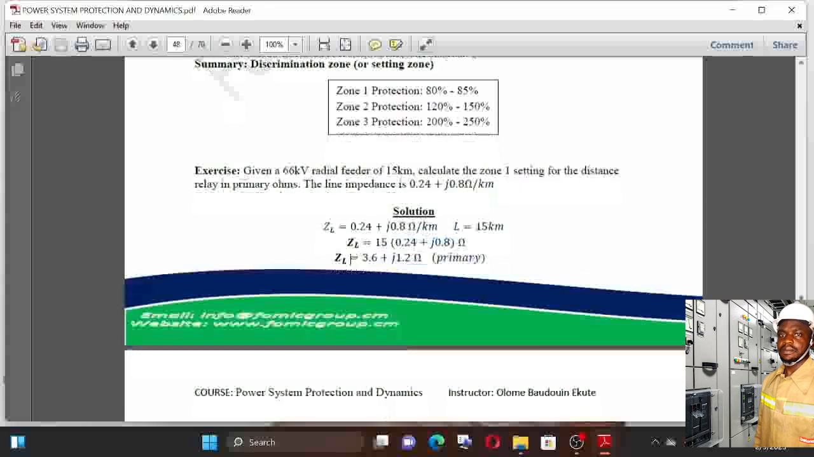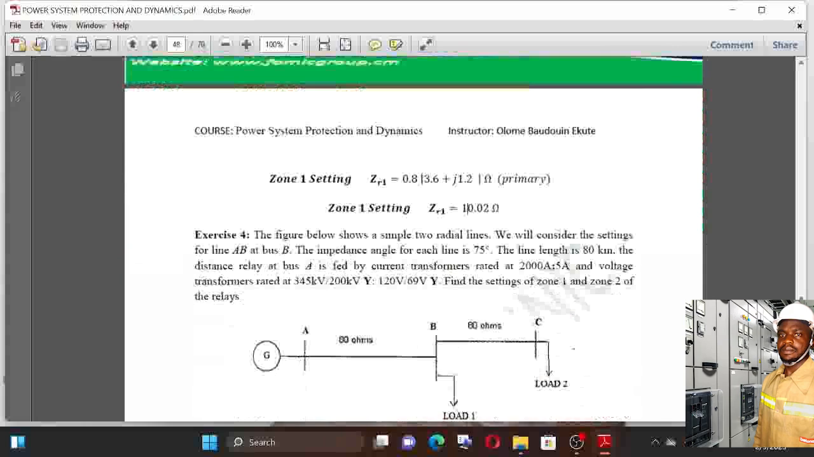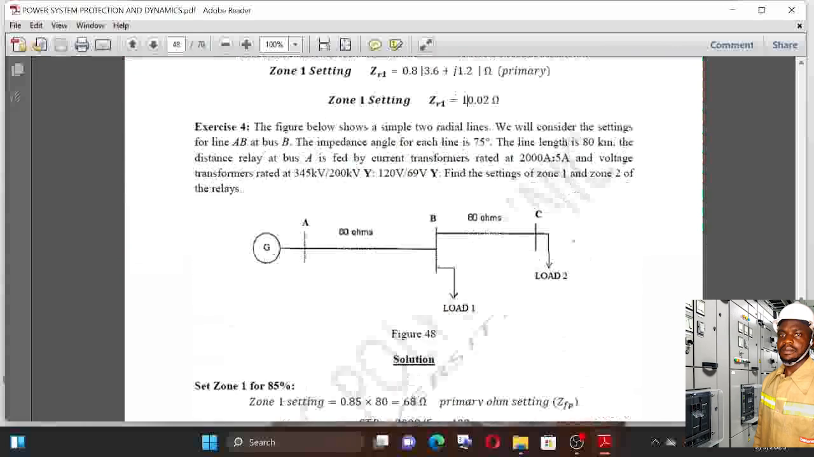Then the zone 1 setting now will be what? We have 0.8, or 80% to 85%, of the line impedance. So we utilize 0.8, which signifies 80% of the impedance of the line. We take the magnitude of the line impedance, which is the magnitude of 3.6 plus j1.2, which is the square root of 3.6 squared plus 1.2 squared. You multiply that by 0.8. So this zone 1 setting is 10.02 ohms. So that's how you can set the distance relay.